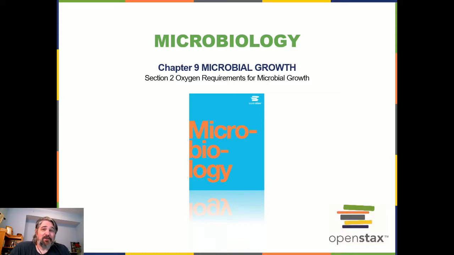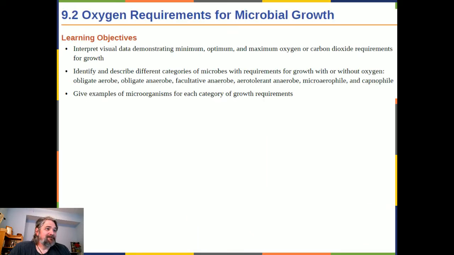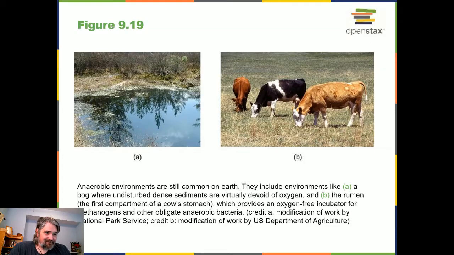Moving into section 2, looking at oxygen requirements for microbial growth. So let's see, what's the visual data, minimum, maximum, obligate, all these terms we're going to go through. So anaerobic environments once dominated the world, right? And now they are less prevalent since the great oxygenation event, 2.3-ish billion years ago? But they are still common.